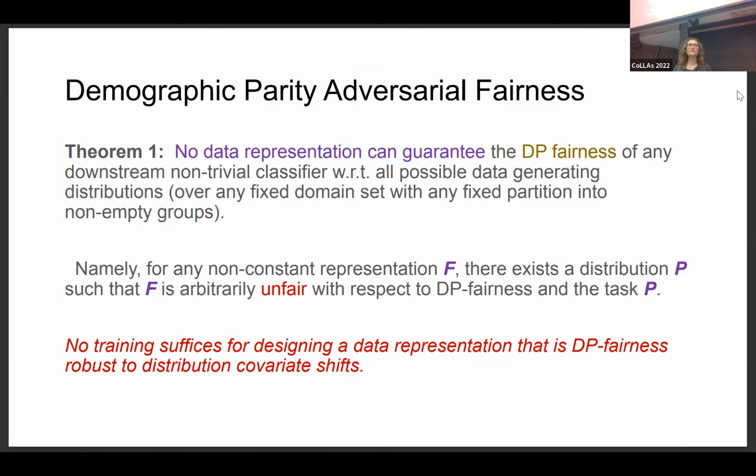This motivates our first theorem, which says that no data representation can guarantee demographic parity fairness for any downstream tasks. For any non-constant representation, we can come up with a distribution under which this representation is arbitrarily unfair. And this does not depend on how much training data you have. This is just a fact about the distribution.